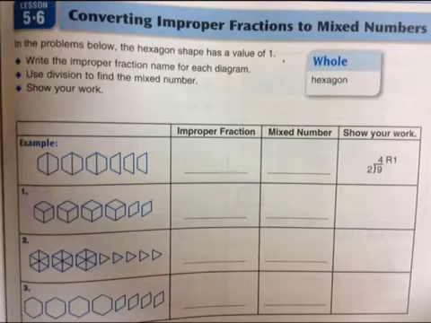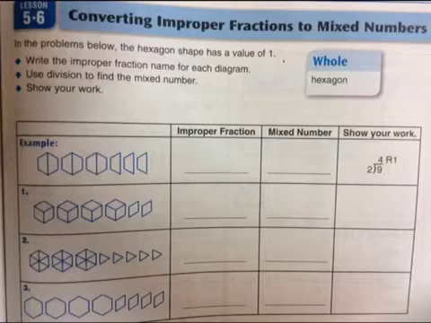Page 143. In the problems below, the hexagon shape has a value of 1, a whole. Okay, the hexagon is a whole. Write the improper fraction name for each diagram. Improper fractions will go here. Use division to find the mixed number. We'll find the mixed number here and show your work.